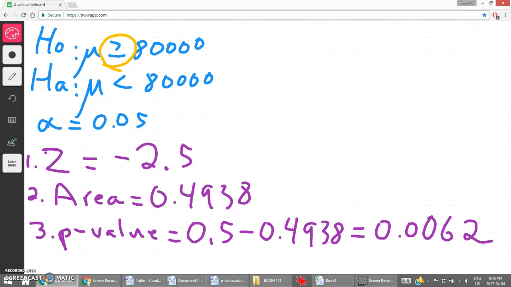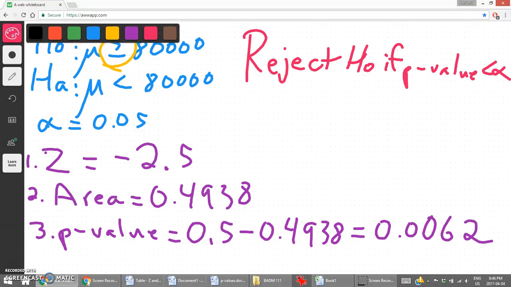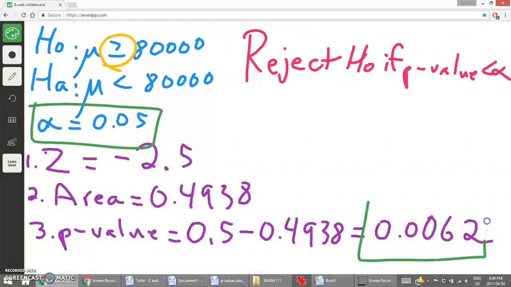We can make our same decision to reject the null hypothesis as we did previously, but instead of using the standard approach, using Z values, we can use the p-value approach. So our decision rule, let's put that up here, is to reject the null hypothesis if the p-value is less than alpha. Let's go with green. There's alpha, and there's our p-value. So the p-value is 0.0062.